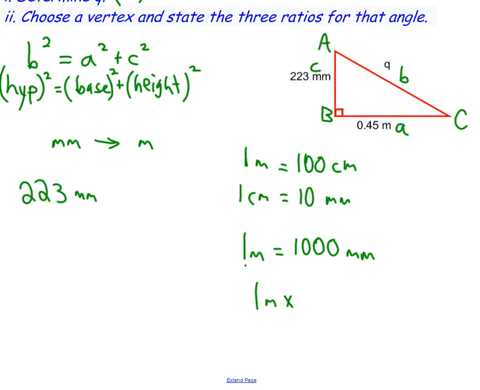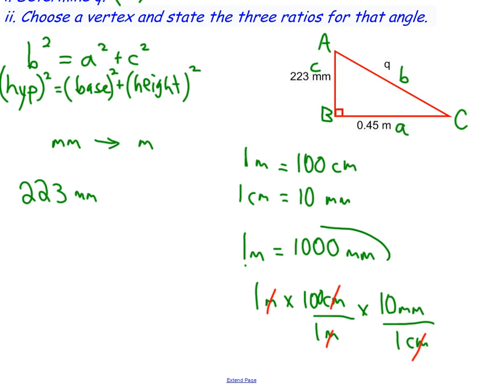and say, okay, well, 1 meter times 100 centimeters for 1 meter, and there are 10 millimeters for every 1 centimeter, and then we could cancel our units, and we would see that centimeters goes and meters goes, and we end up with 1,000, 100 times 10. So this is our equivalence.